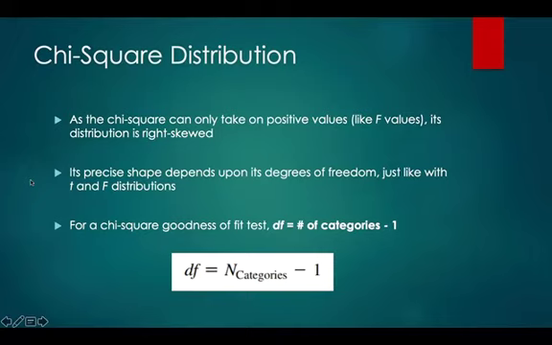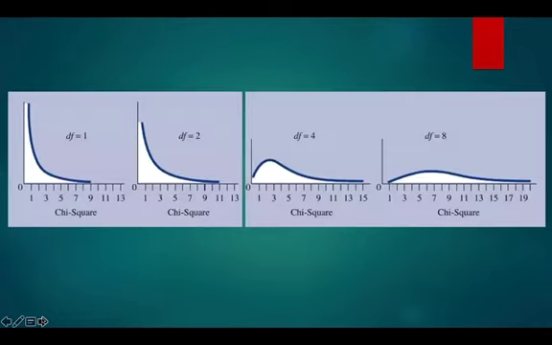As the chi-square can only take on positive values like f values, its distribution is right-skewed. Its precise shape depends upon its degrees of freedom, just like with t and f distributions. And for a chi-square goodness of fit test, the degrees of freedom equals the number of categories minus 1. So religious and non-religious, 2 minus 1 equals 1. This is how the shape changes as a function of degrees of freedom.